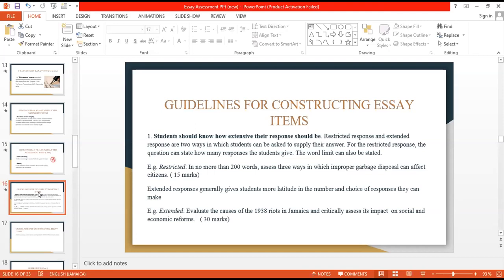In the example, in no more than 200 words, assess 3 ways in which improper garbage disposal can affect citizens. Especially for my social studies colleagues, your specialization, do you think this is an effective restricted essay type question? Would you fix it up another way? Is it okay? What do you think?